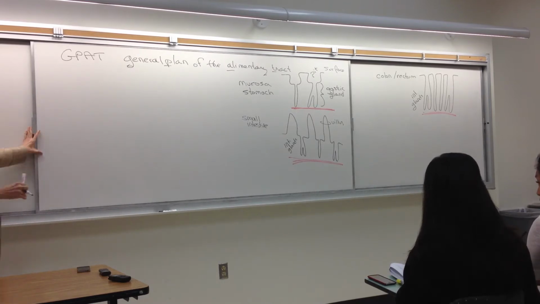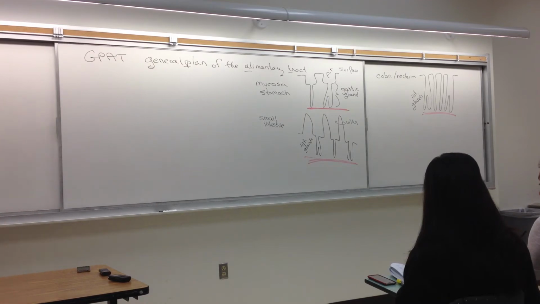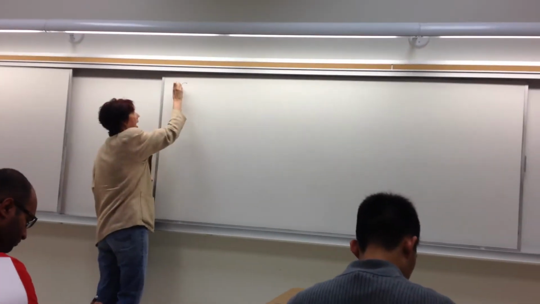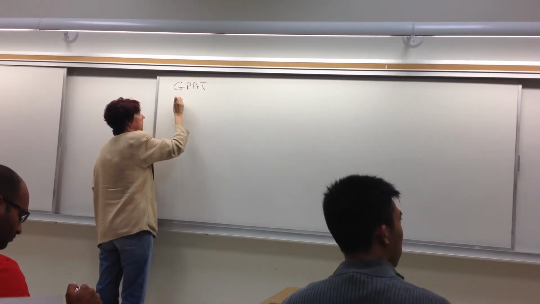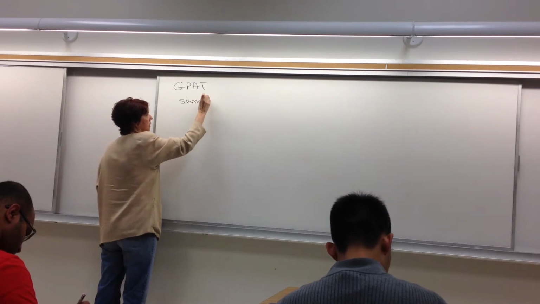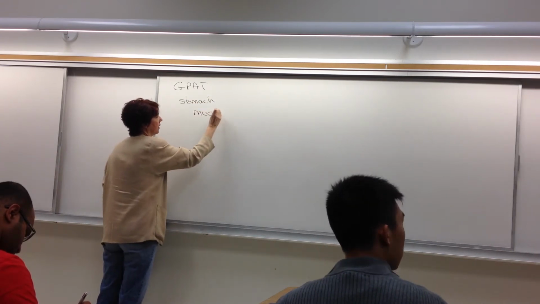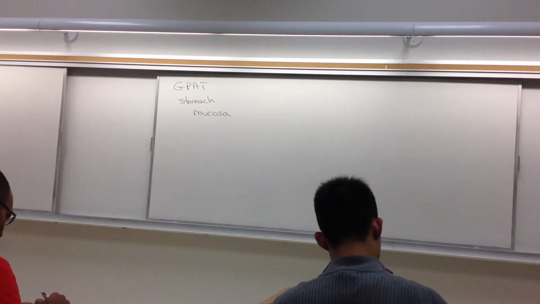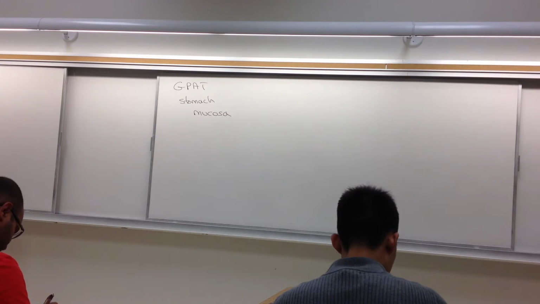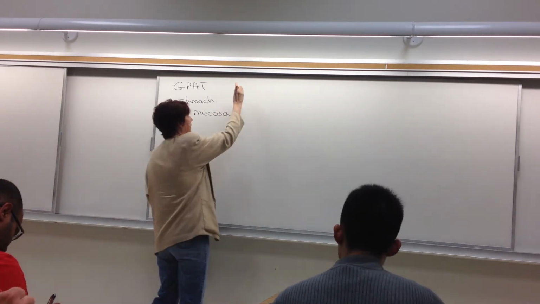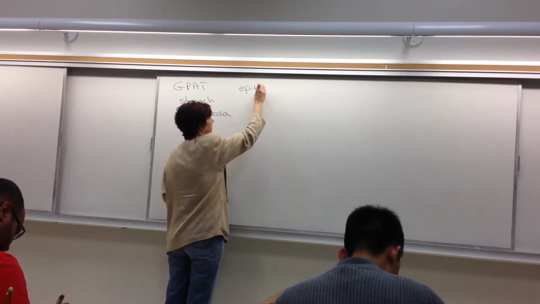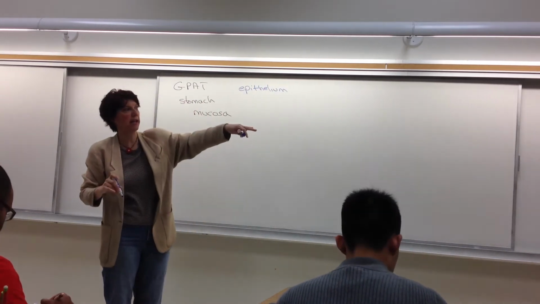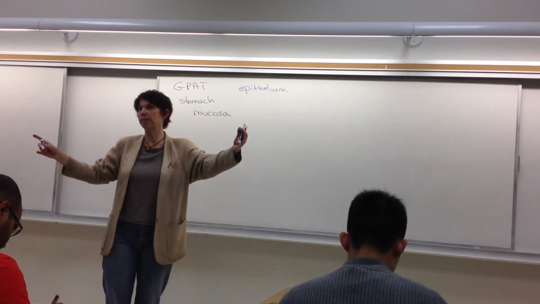But I'll just leave that there. Come back over here. So now we have the GPAT of the stomach. And the first component is the mucosa. And the mucosa, remember, is a mucous epithelium, a mucous membrane, so we have an epithelium. And from now until we get to the anal canal, it's always going to be simple columnar.